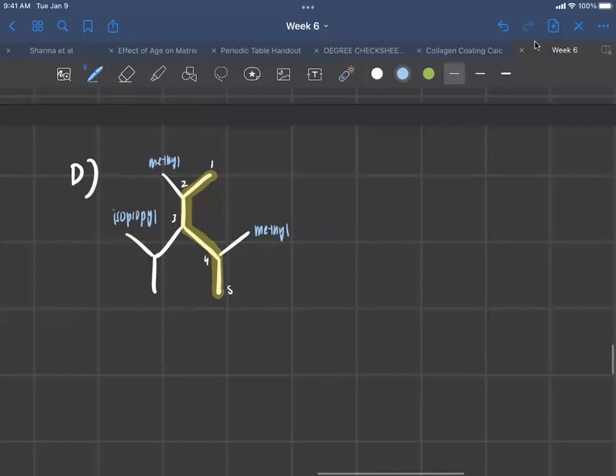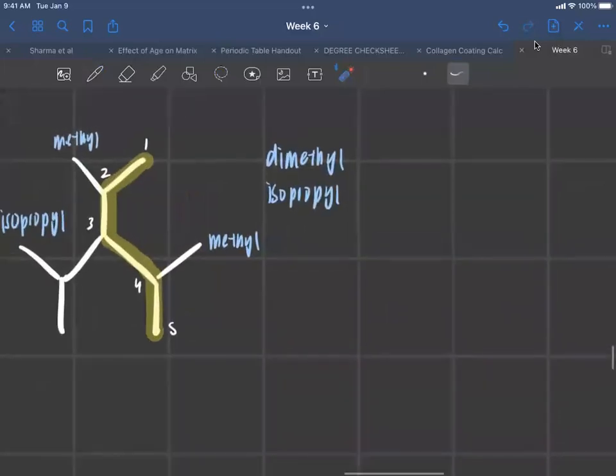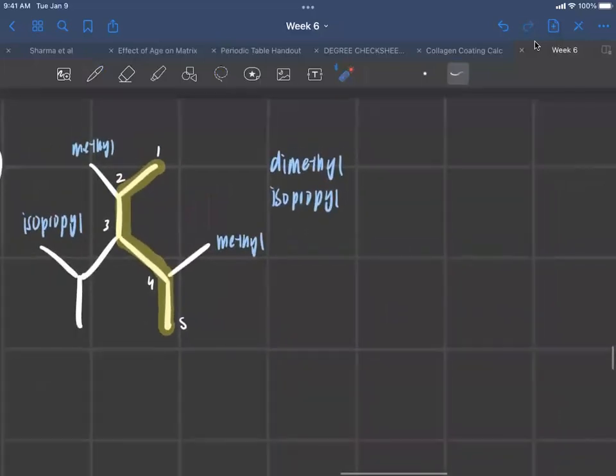So we have 2 methyl groups on the exact same parent chain. So we have dimethyl, and then we have our isopropyl. Again, we don't take into consideration the prefix for our substituents. When we're thinking about ordering this alphabetically, we're dealing with the M versus the I.